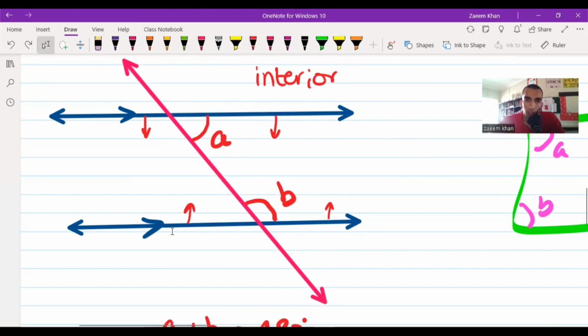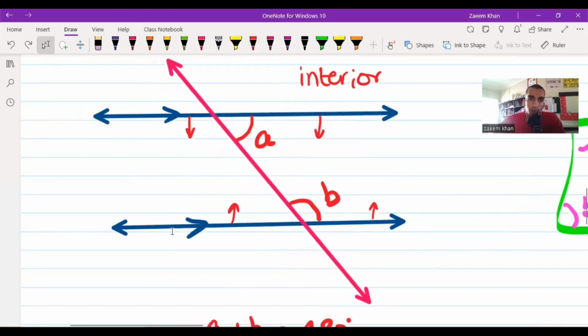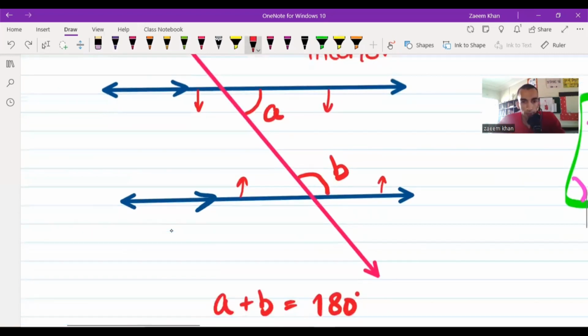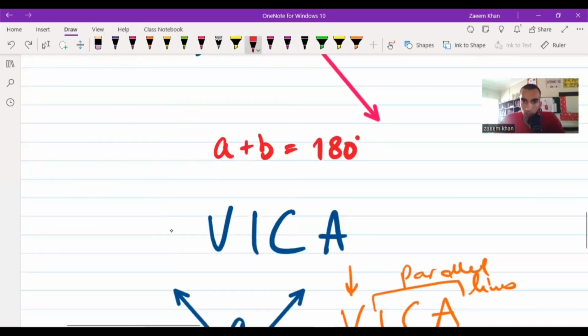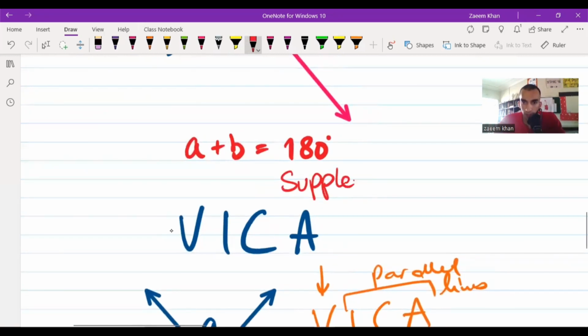And instead of being equal to each other, they add up to make 180. Excellent. They add up to make 180, and the word for that is supplementary.